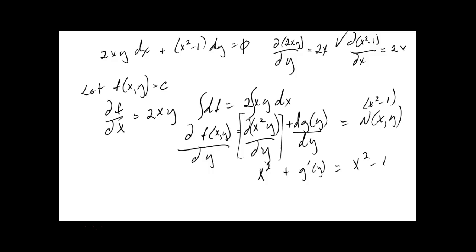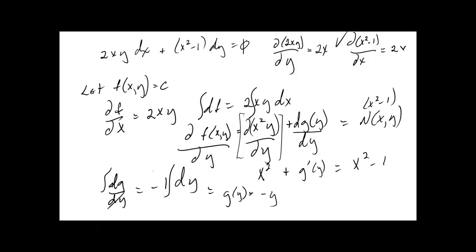This means g prime is equal to 1 minus 1, so what in the world would that be then? If dg dy is equal to minus 1, multiply both sides, write it in differential form, integrate, and what would that be? G of y is equal to what? It's just going to be y. So that's a minus y.